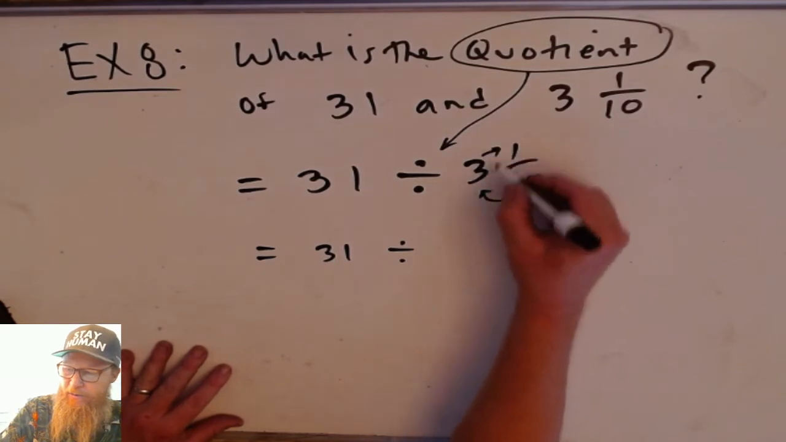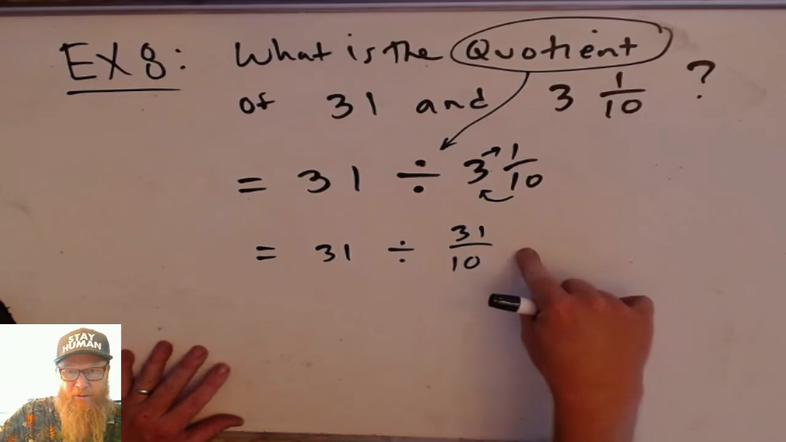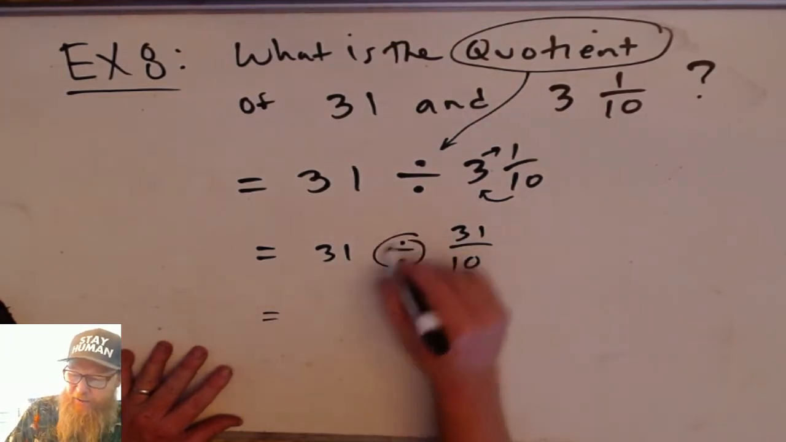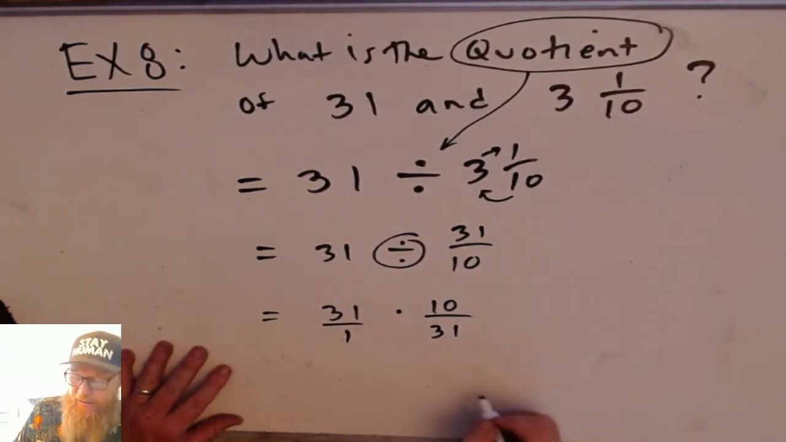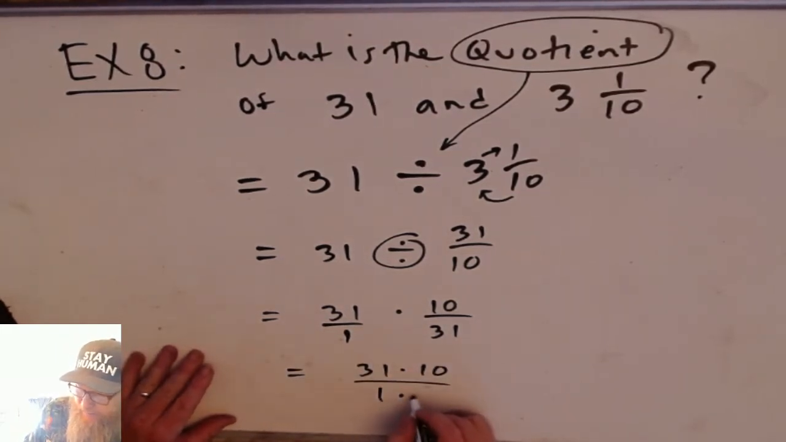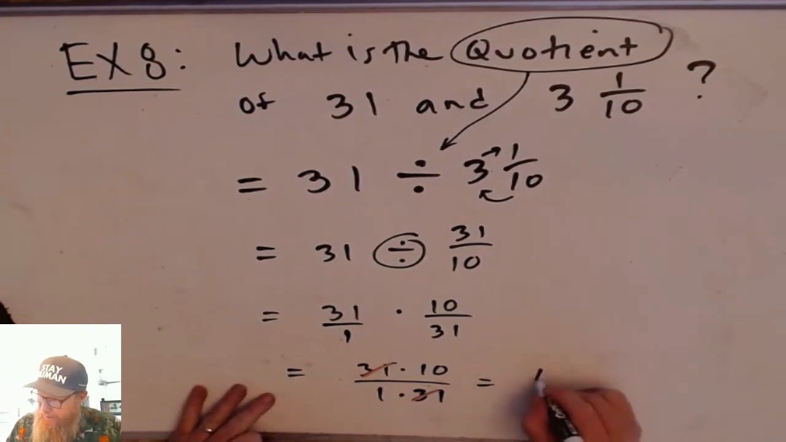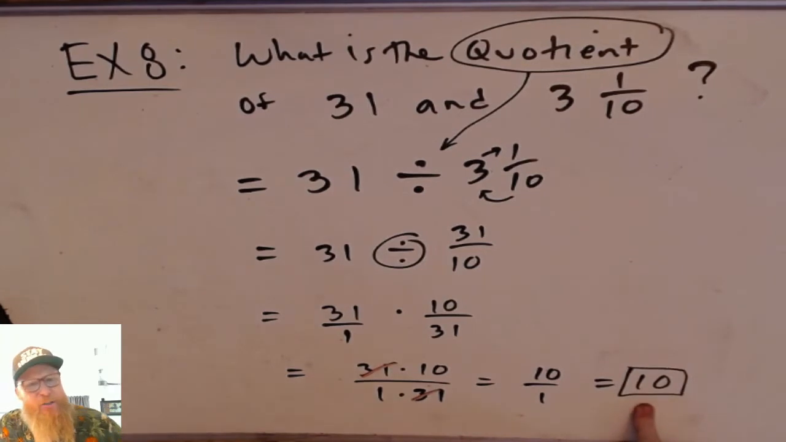Now let's do the improper fraction. 3 times 10 is 30, plus 1 is 31. Now don't cancel them yet. First you have to flip. Then you have to multiply. Now you can cancel. And so the quotient is 10 over 1, which is again an integer. It's a positive integer, also known as a whole number, but it's 10.